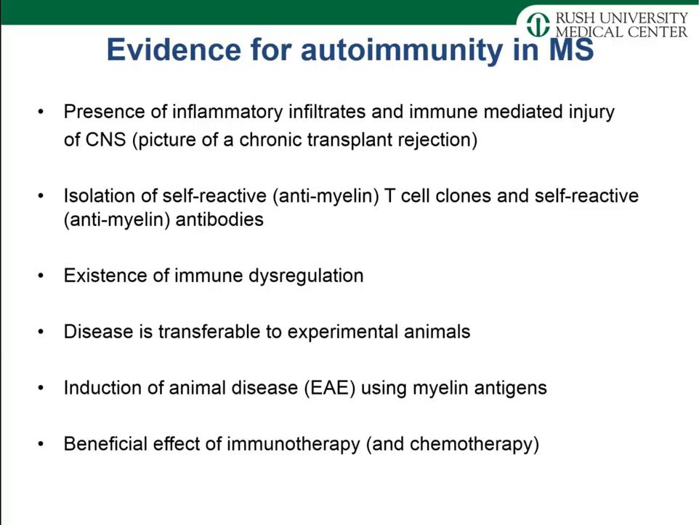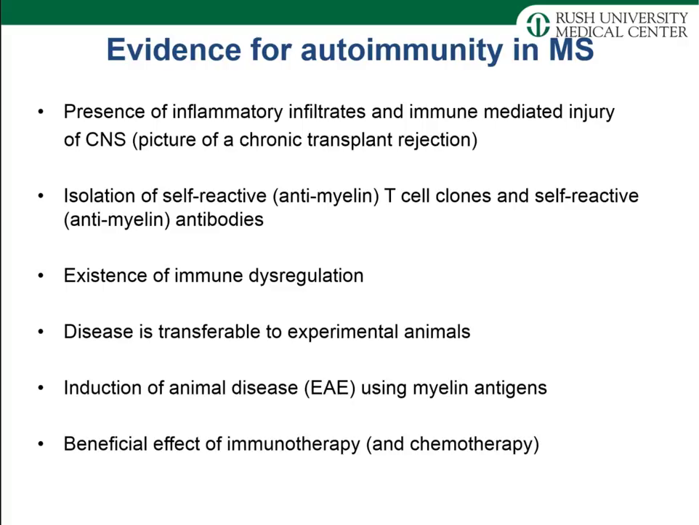There's evidence for autoimmunity in multiple sclerosis, and this evidence includes the following. There is the presence of inflammatory infiltrates and immune-mediated injury in the central nervous system. And these patients look a lot like those patients who have chronic transplant rejection. In patients with multiple sclerosis, you can isolate self-reactive T cell clones and self-reactive anti-myelin antibodies. There is a clear existence of immune dysregulation, and the disease is transferable to experimental animals. In fact, you can induce an animal disease that's very similar to multiple sclerosis by injecting myelin antigens.